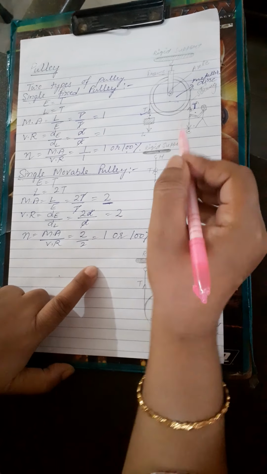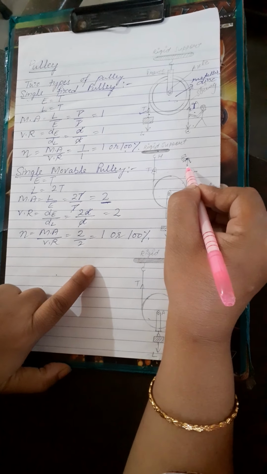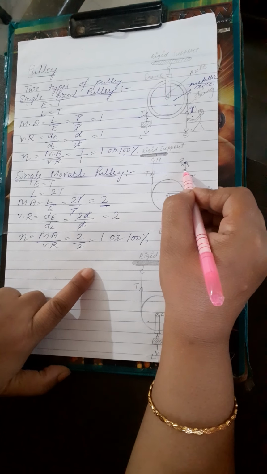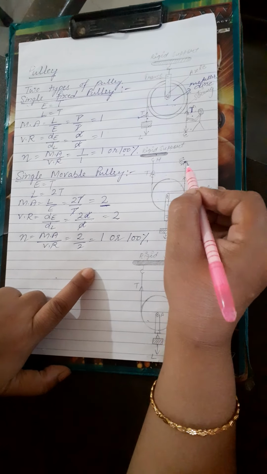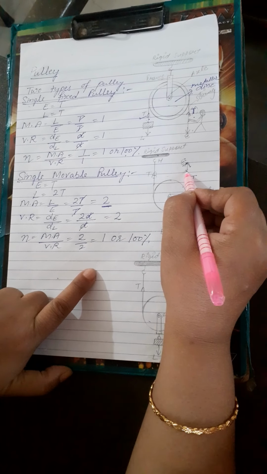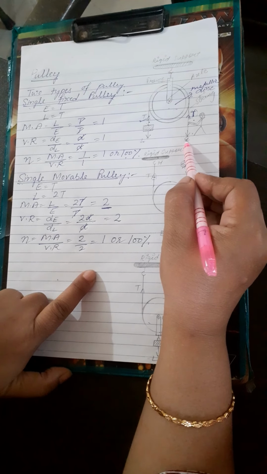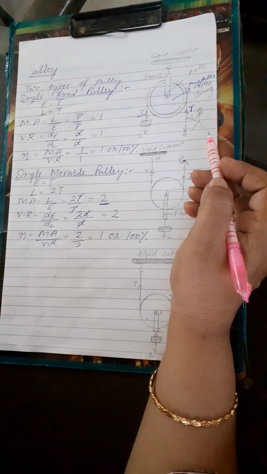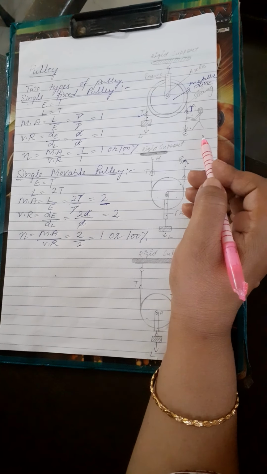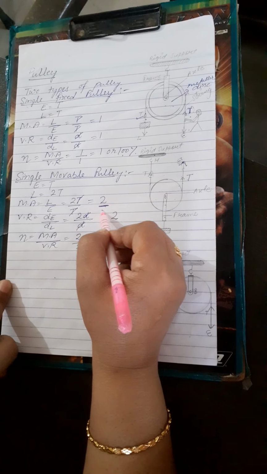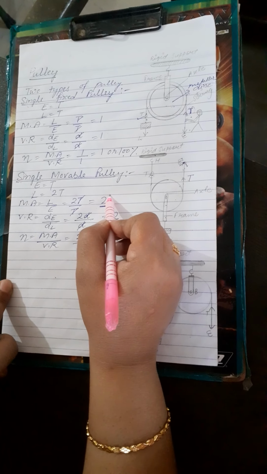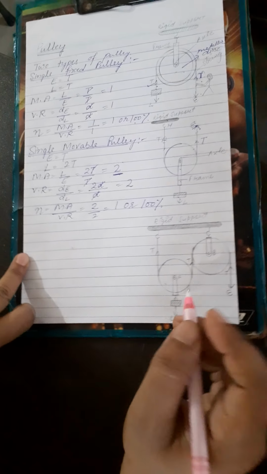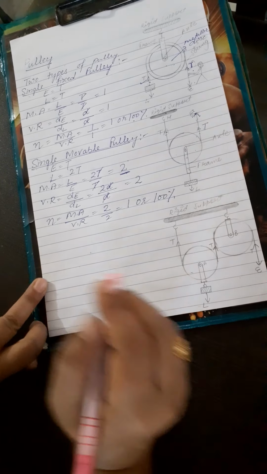The reason is that here the effort is applied in the upward direction, which is not convenient for us. But if we apply the effort in the downward direction, that will be easy to apply. So what modification can we make? The mechanical advantage may become 2 and the effort should be in the downward direction. For that beta, we will combine both the pulleys.